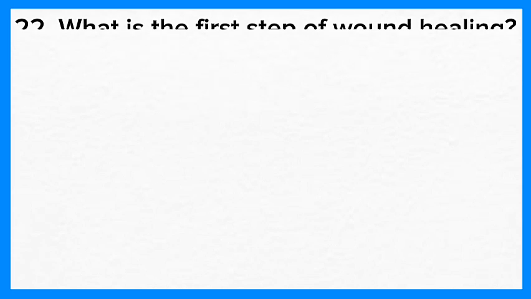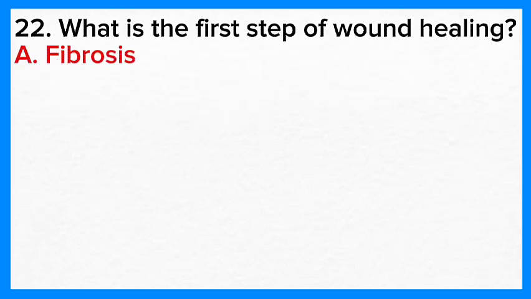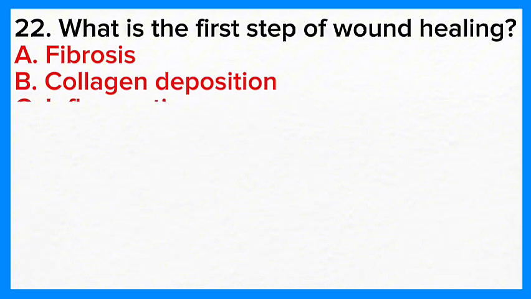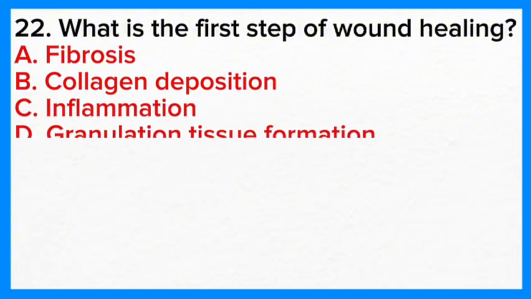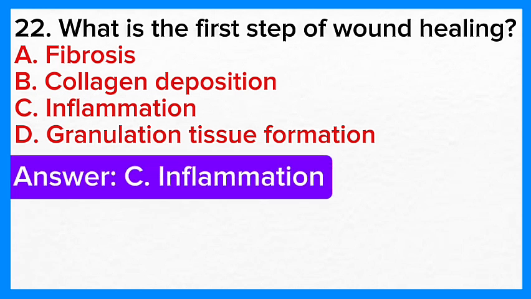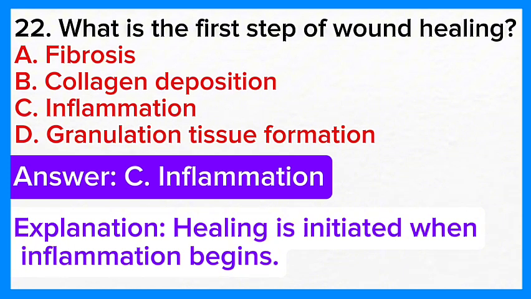22. What is the first step of wound healing? A. Fibrosis, B. Collagen deposition, C. Inflammation, D. Granulation tissue formation. Answer: C. Inflammation. Explanation: healing is initiated when inflammation begins.